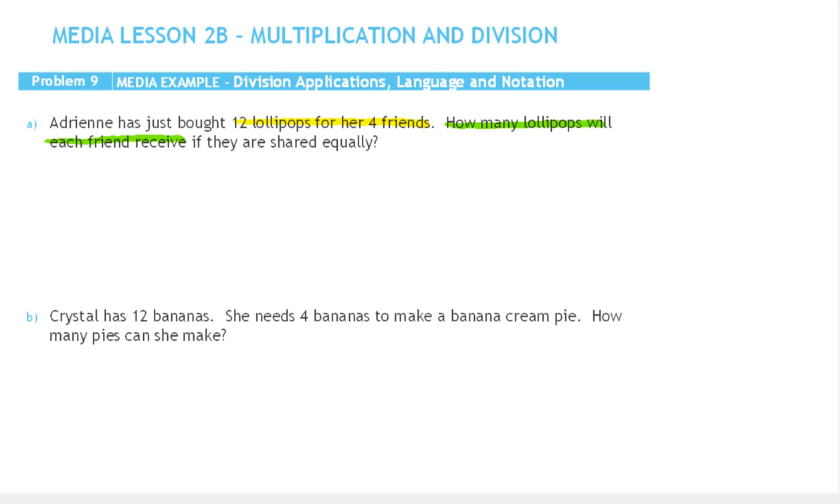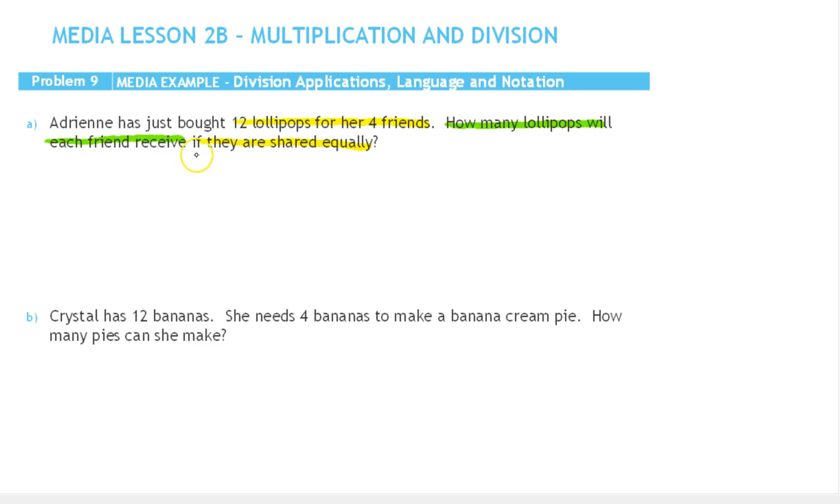And I'm going to count that more as a given. So she has 12 lollipops for 4 friends. They need to share them equally. We want to know how many lollipops each friend will get. And again, you may already know the answer to this, but our goal is to try to visualize and get pictures and understanding of what division is with these simpler problems, so it'll make more sense when they get more complex. Okay, so let's try to imagine this.